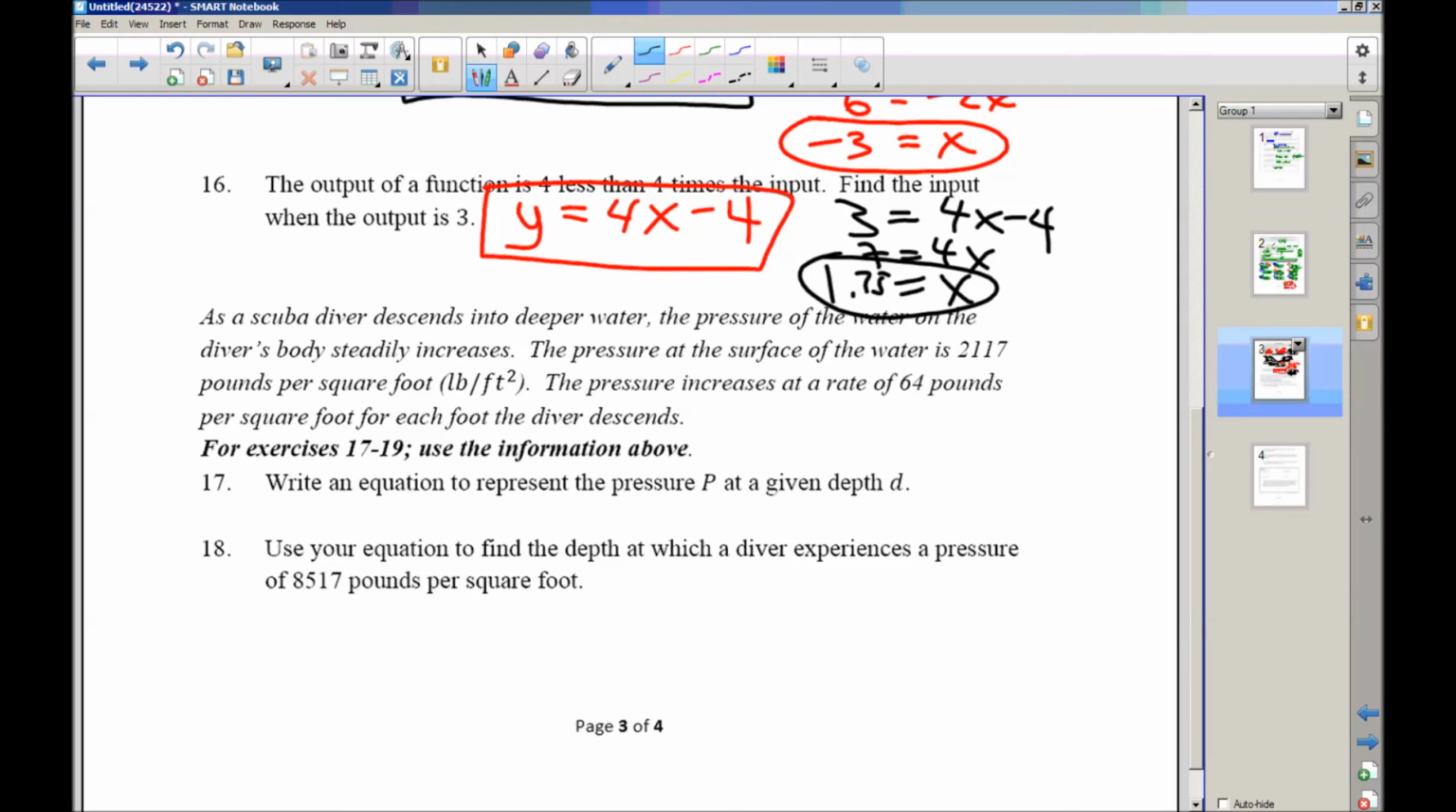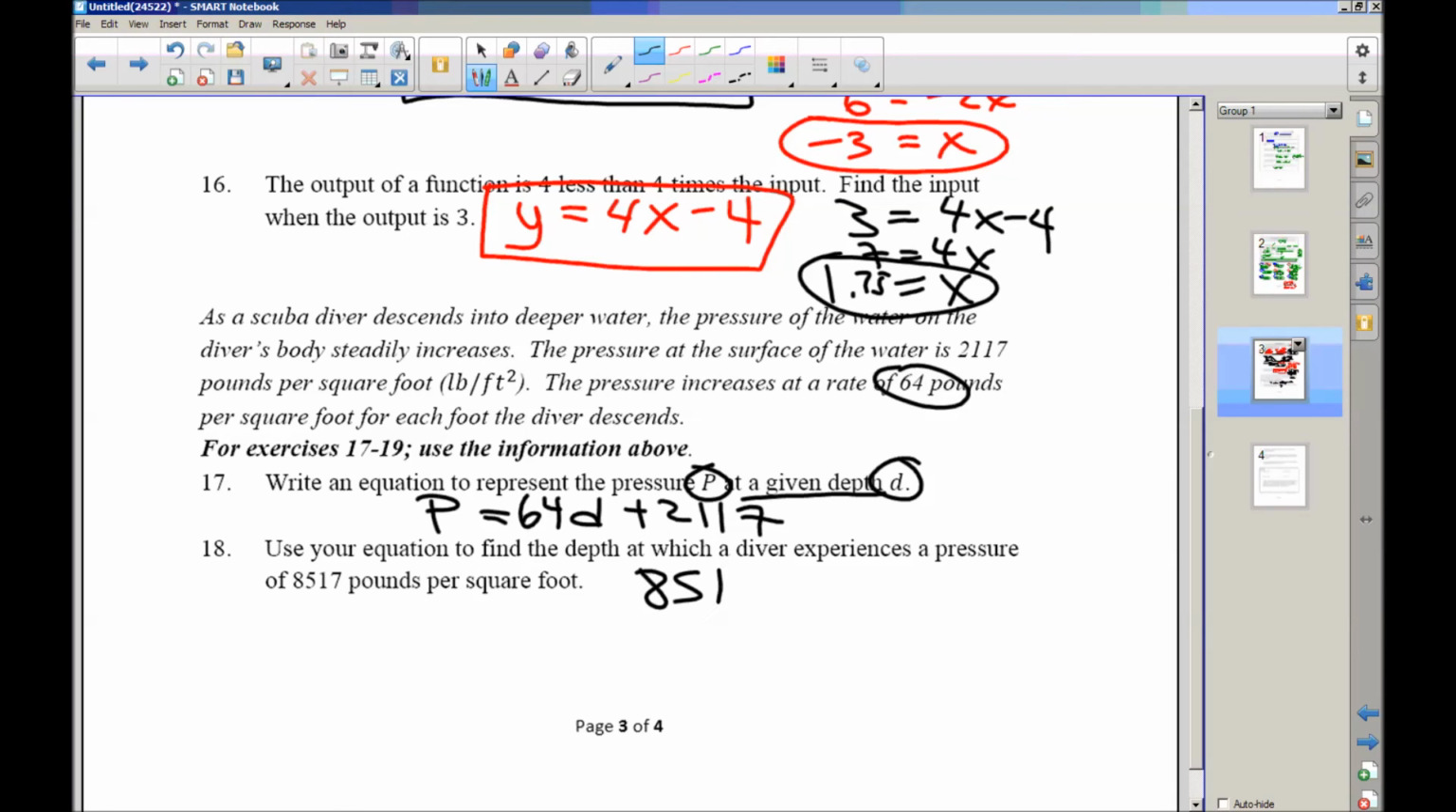Okay? So write an equation for P, given some depth D. So P is my output, and my input's got a D in it, and the D goes with the 64, because every foot down we get 64 more pounds of pressure, and we always had that starting value of 2,117. Okay. Use your equation to find the depth at which the diver experienced a pressure of 8,517.